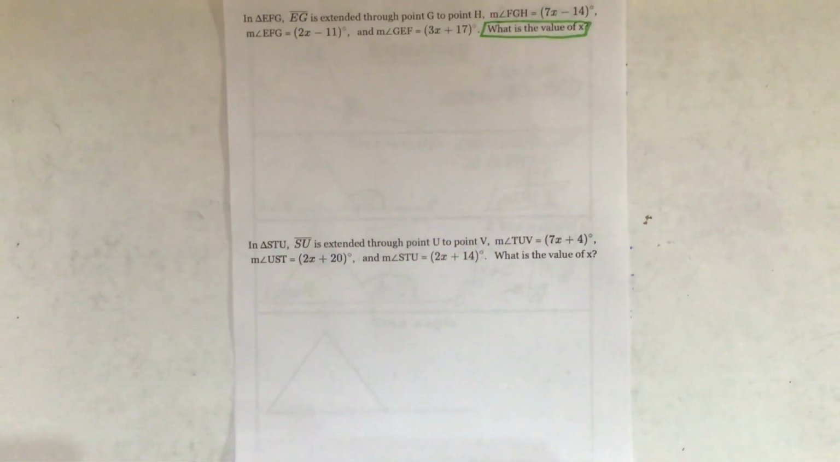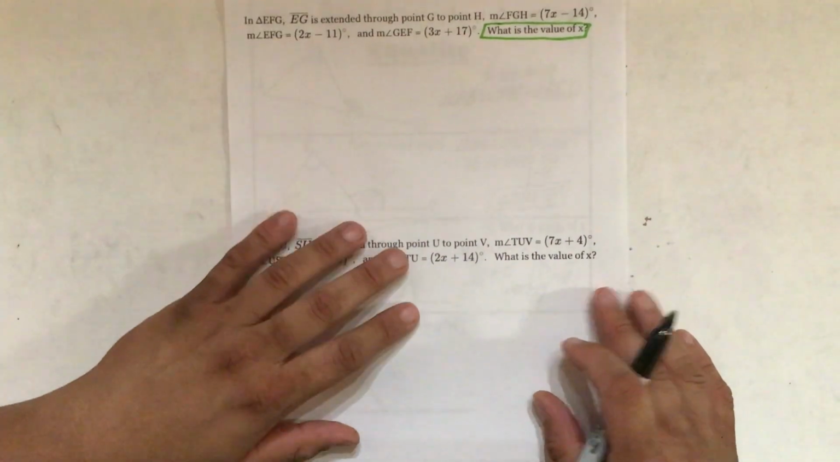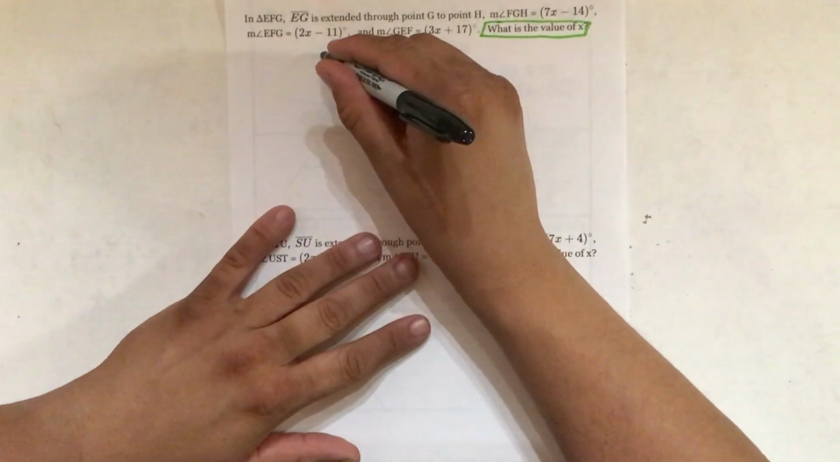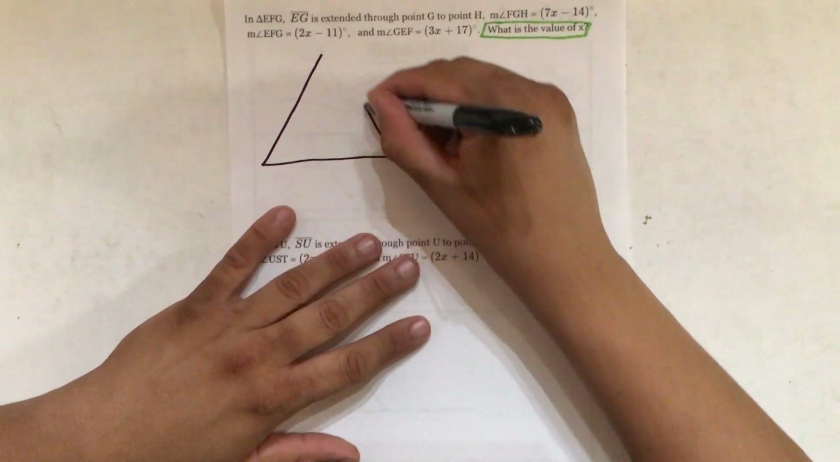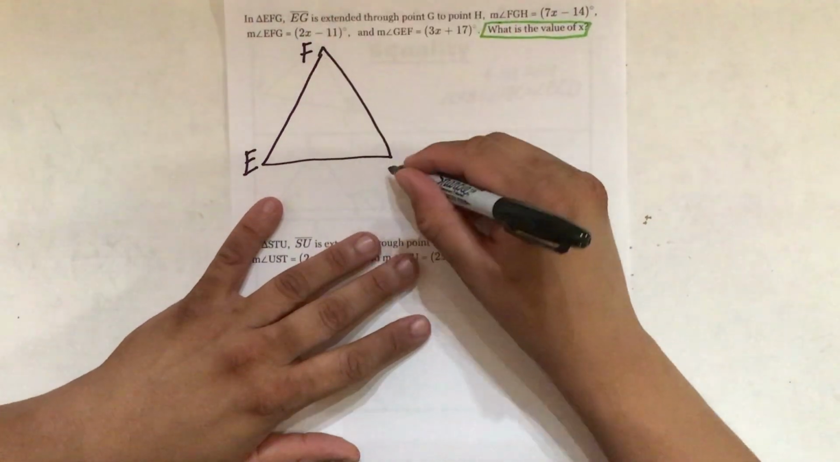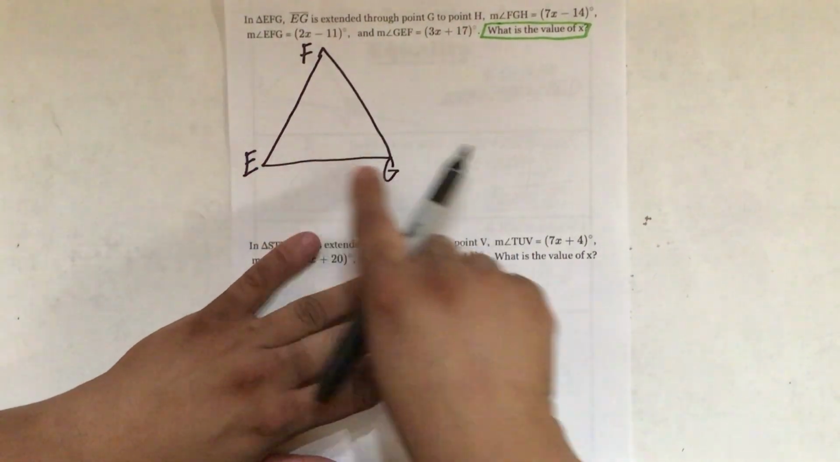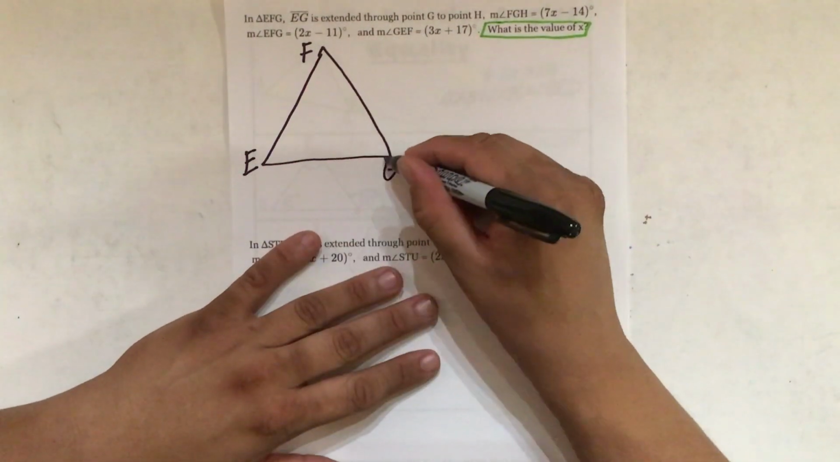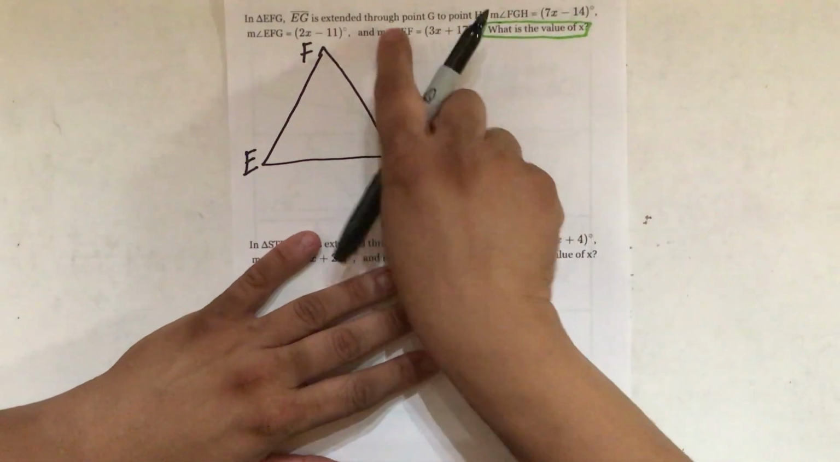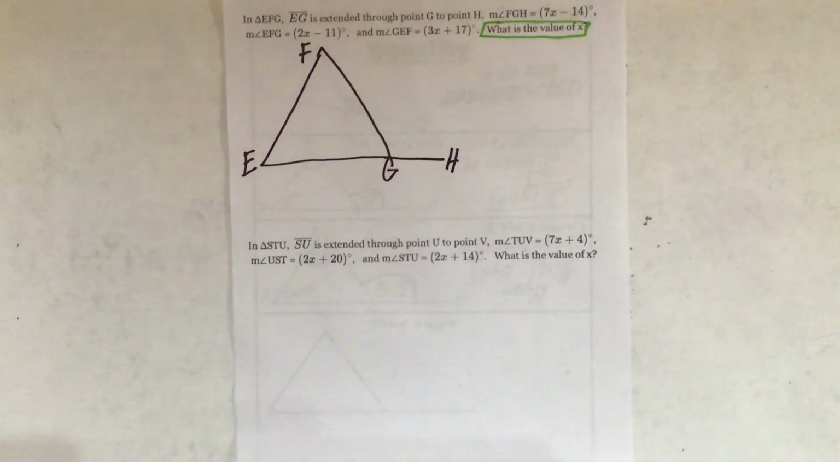So first thing we're going to do is draw the triangle, because if you notice, they don't give us the triangle. So let's draw triangle EFG. So triangle E, F, and G. It says EG is extended through G to point H. That's H right there.